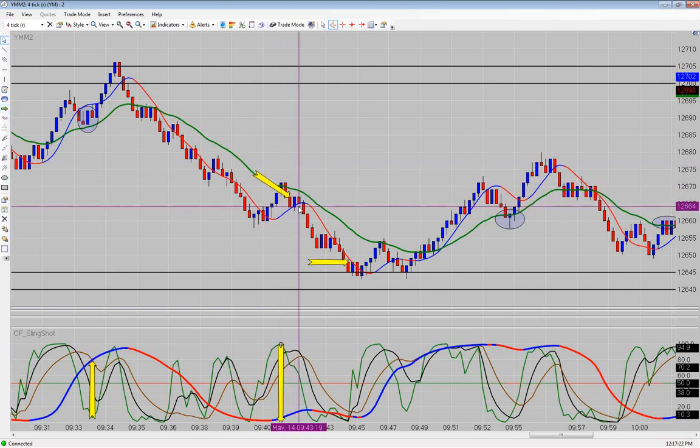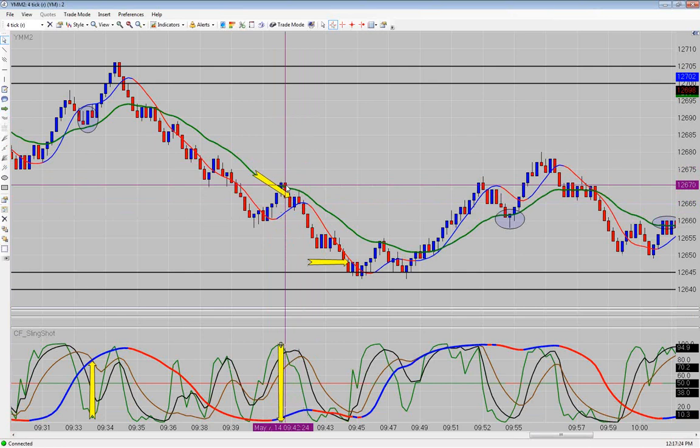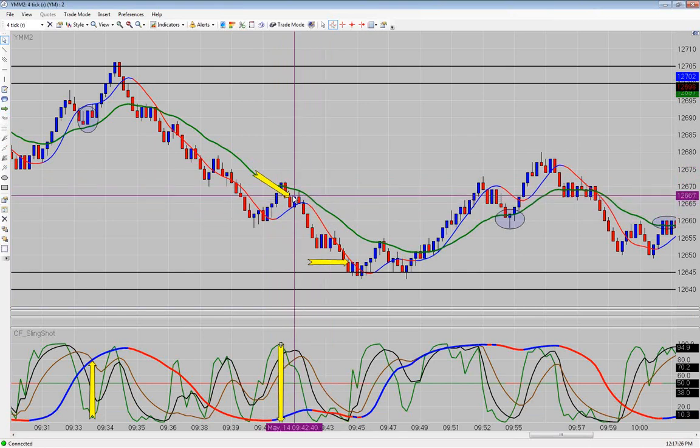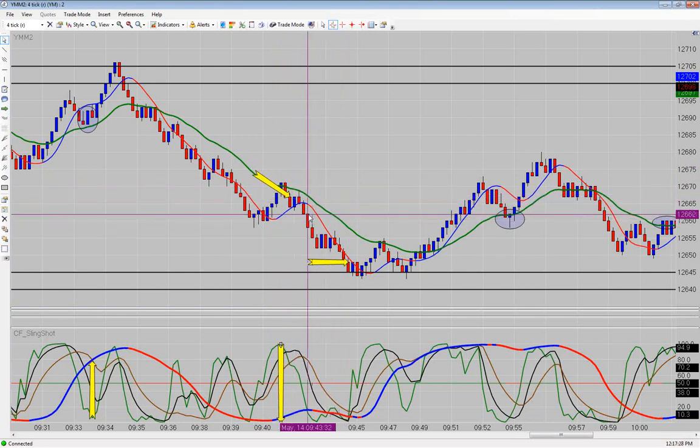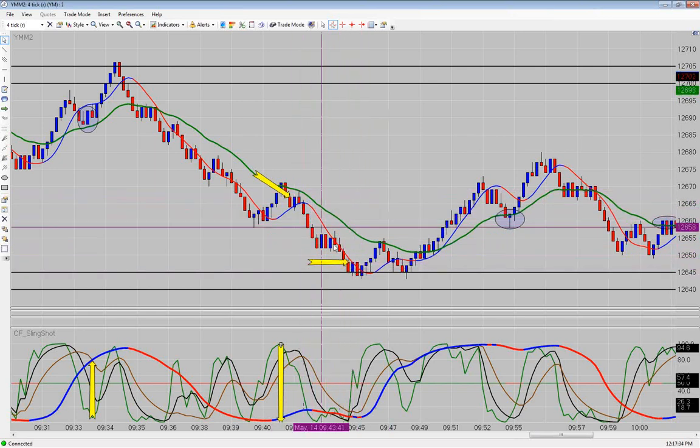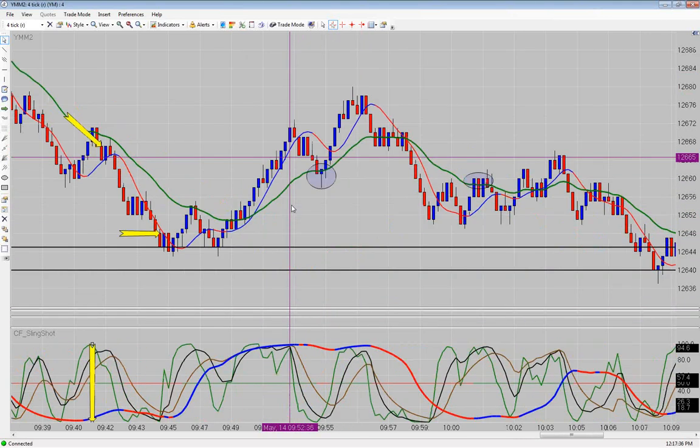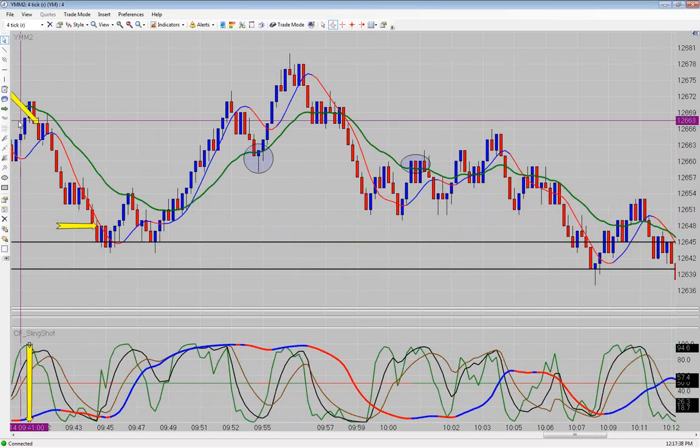Now when it tested the MA1, I had brought my stop up. I had reduced my risk quite a bit. Once it closed below it, I took my risk off, and then it just took off, and then I trailed my stop down. So that's where I got 17 ticks this morning on the Russell. On the YM, I'm sorry.